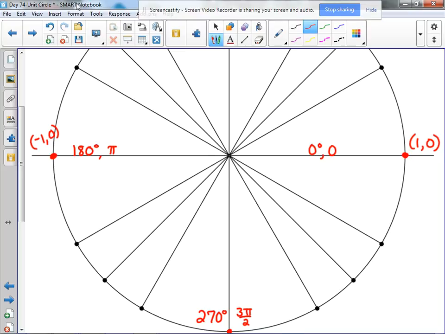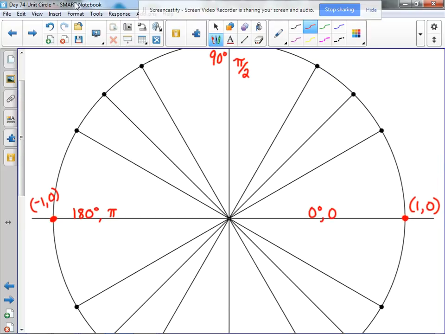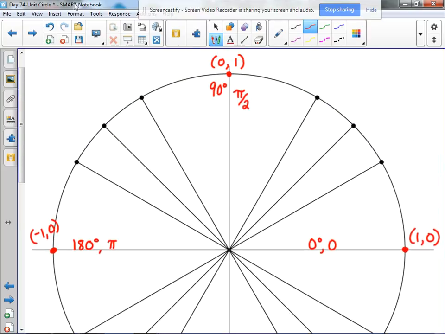So let's go back up here to the first quadrant. That first line right there is 30 degrees or pi over 6 radians. 30 degrees is equal to pi over 6 radians, and that point is the point (square root of 3 divided by 2, 1/2).